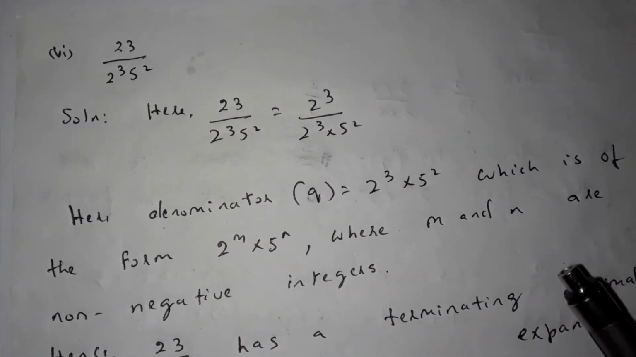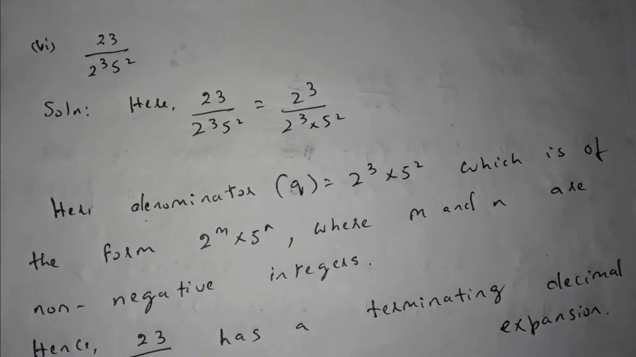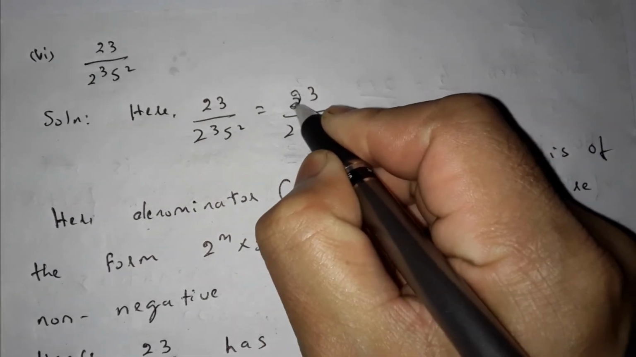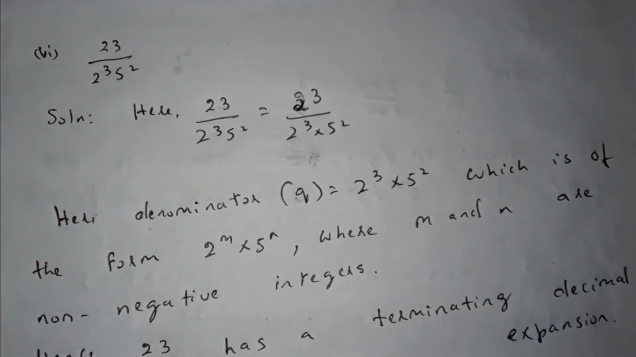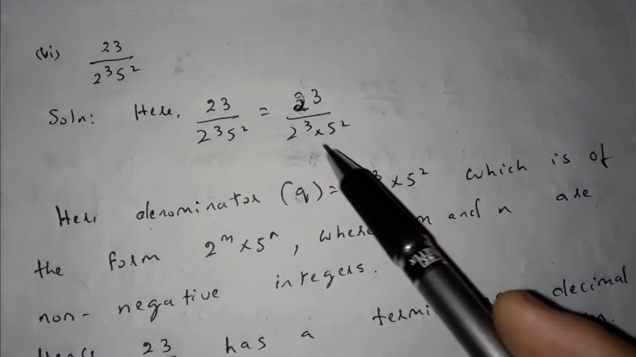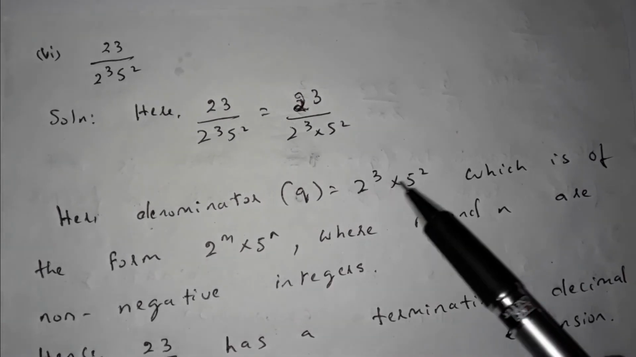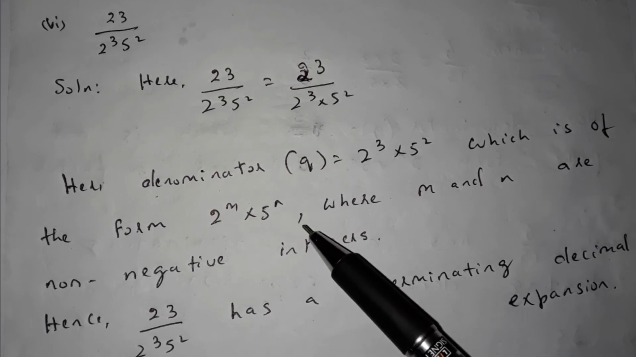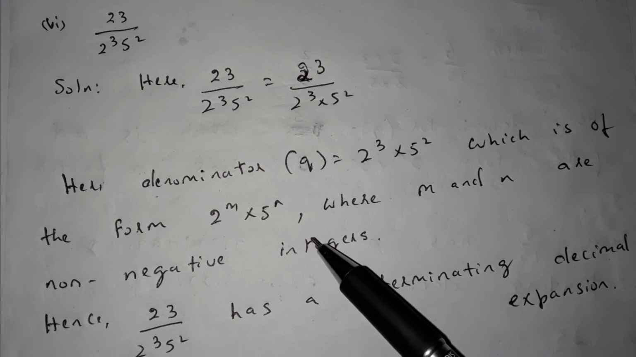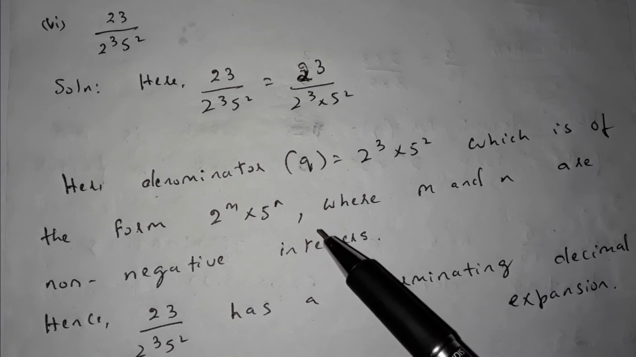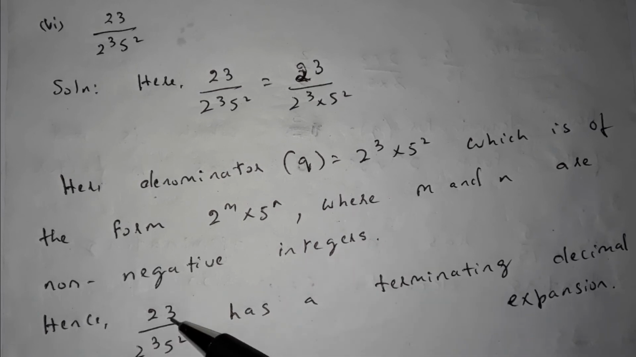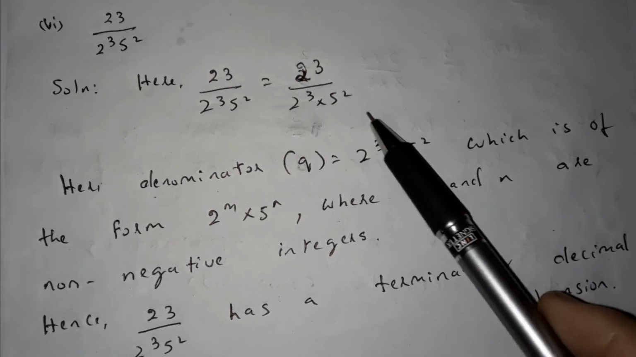This is number 6. 23 by 2 cube 5 square. Sorry, this is 23, not 2 cube. So 23 by 2 cube 5 square. The denominator here is 2 cube and 5 square. This is also of the form 2^m into 5^n, where m and n are non-negative integers. Hence 23 by 2 cube 5 square has a terminating decimal expansion because it has only 2 and 5. Simple.